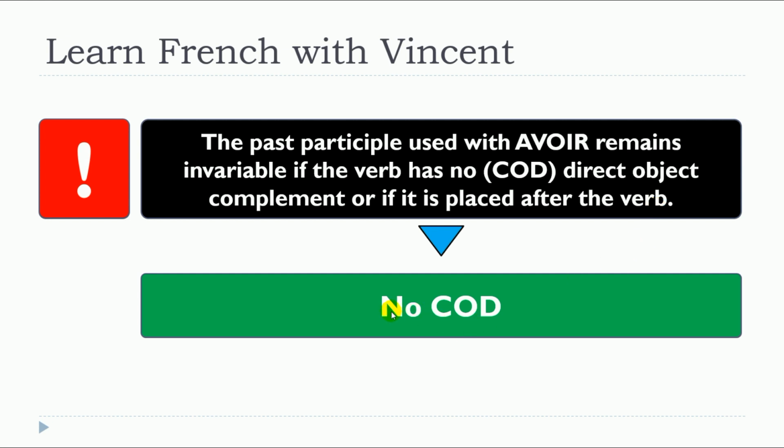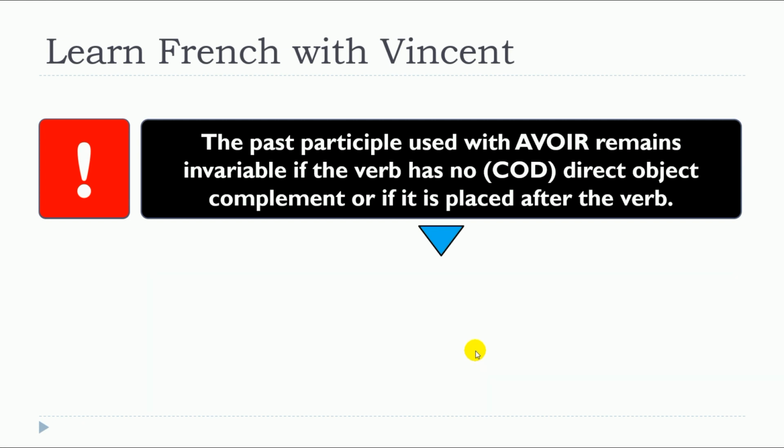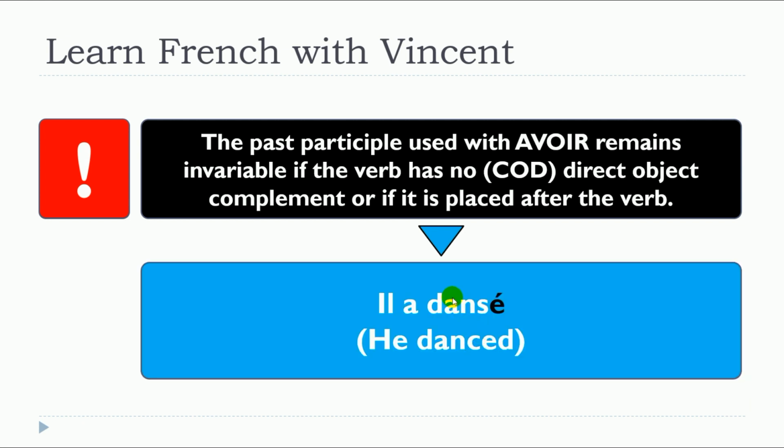First scenario, no direct object complement, complément d'objet direct. If you don't have any complément d'objet direct, it will be extremely simple because it means that your past participle here, danser, will stay the same. It will be invariable. It means that it will not be affected by the feminine, it won't be affected by the plural, and it won't be affected by the feminine plural. It will always be the same. So here, il a dansé.